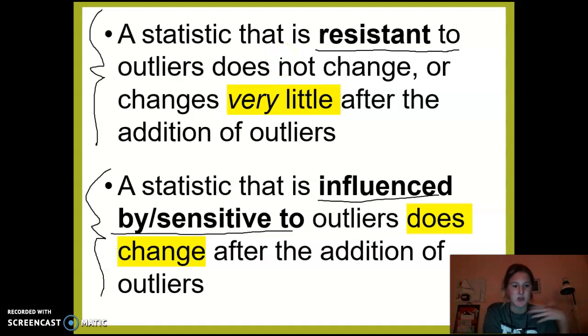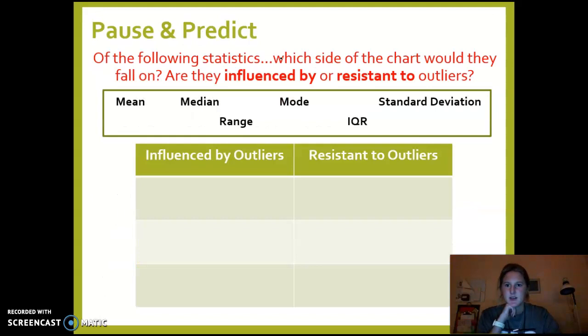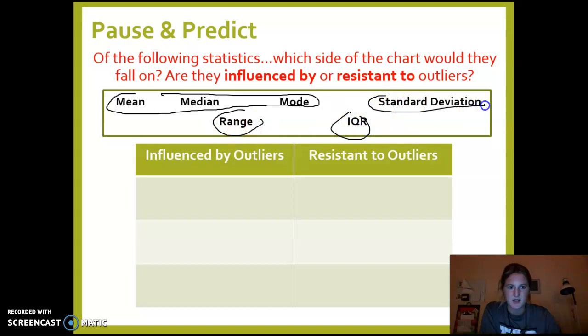We're going to talk about which stats are resistant and which stats are influenced. Just those 6 major stats, the 3 measures of center and the 3 measures of spread. So I want you to pause on this slide. Here are the 3 measures of center. You have all the centers right here. And here are the measures of spread. What I want you to do is try to predict where they're going to fall on this chart. There are 6 spaces, perfect, they'll all fit. But it just depends on which side you're going to put them on.